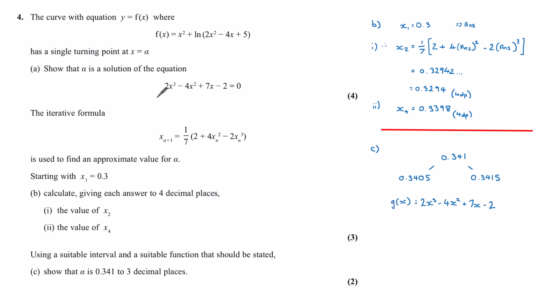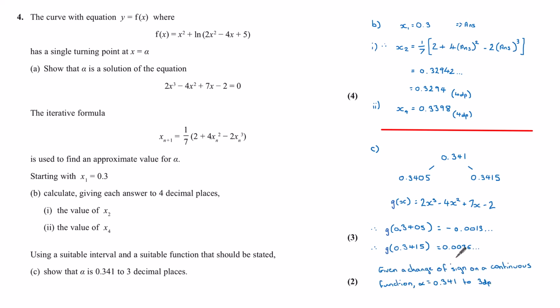We're going to take this expression as our equation g of x, and let's substitute in our 0.3405 and 0.3415. Substituting in the lower bound, we get a negative answer of 0.0013 and so on. Substituting the upper bound, we get a positive answer of 0.0036 and so on. Therefore, given the change of sign on this continuous function, alpha must be 0.341 to 3 decimal places.